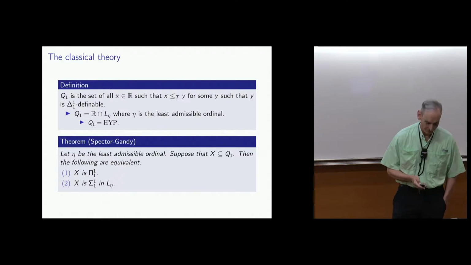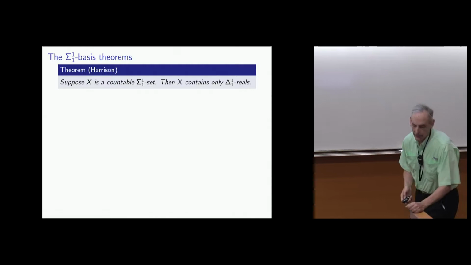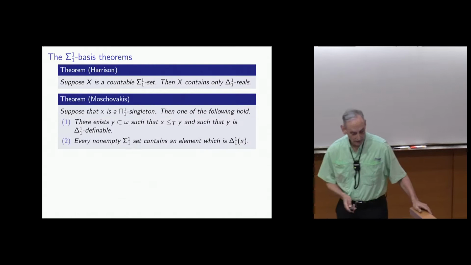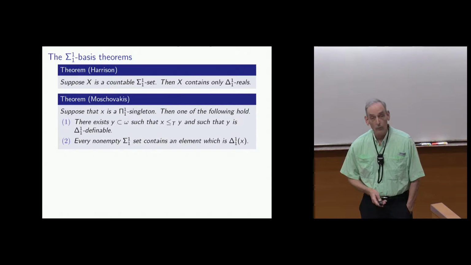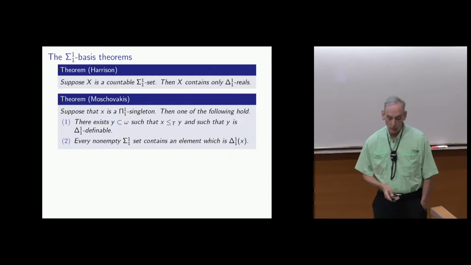Then we have the sigma 1,1 basis theorem. If X is a countable sigma 1,1 set, then X contains only delta 1,1 reals. Moschovakis: suppose X is a pi 1,1 singleton, then one of the following holds. Either it's recursive in a real which is delta 1,1 definable, or every sigma 1,1 set contains an element which is delta 1,1 in X.